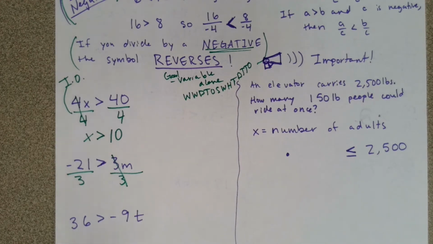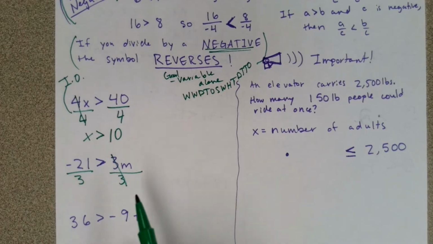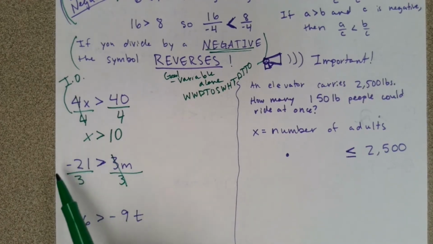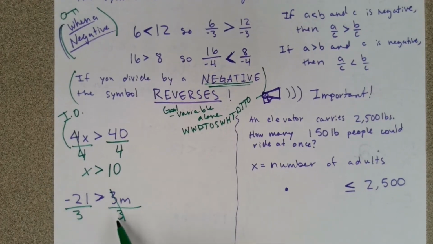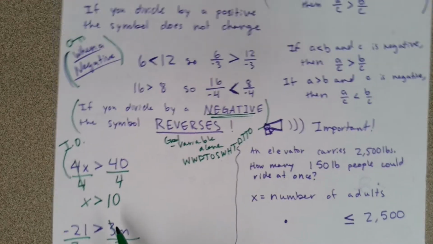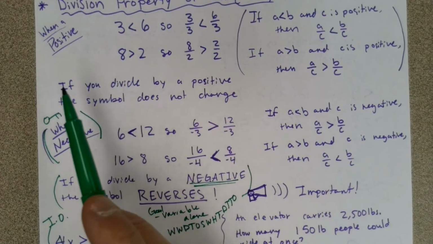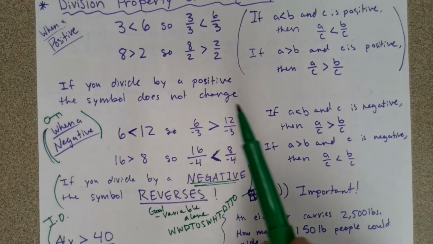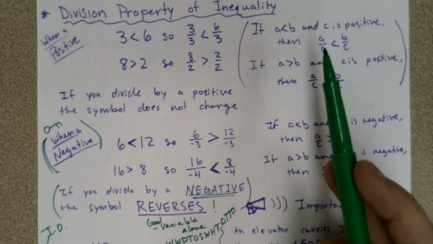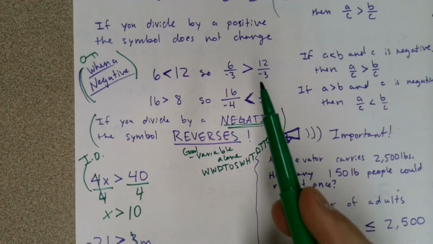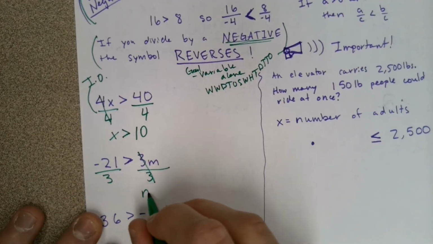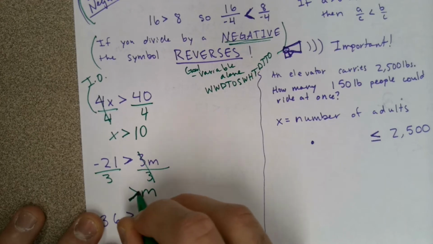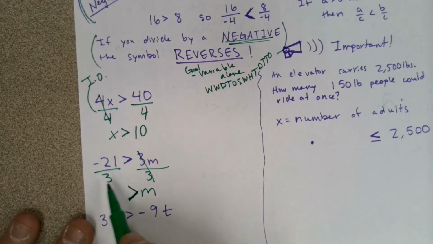Perfect. Okay, this is where things can get confusing. Don't let this confuse you. We're talking about the number that we divided by, not the number that was already there. So, did we divide by a positive or a negative? 3 is a positive, so we follow our positive rules. If you divide by a positive, the symbol does not change. C, in this case, was a positive 3. The symbol does not change here. So we leave it the same way. Symbol doesn't reverse.